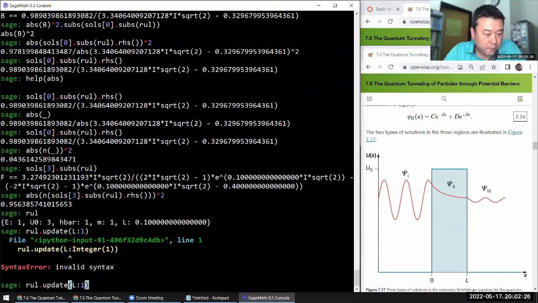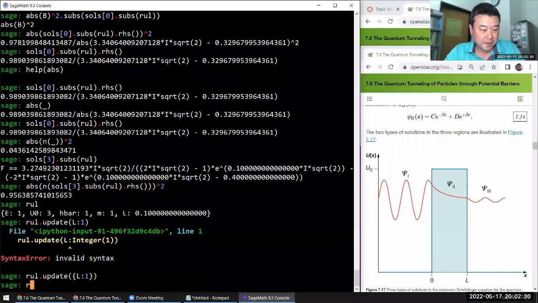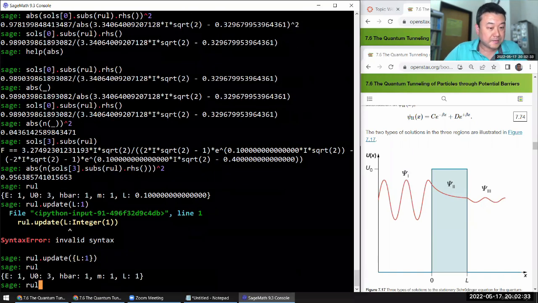Oops, is that not how? Oh, wait, I need to put in a dictionary. I'm forgetting my Python syntax. Okay, that's my new rule. And let's see what happens now.